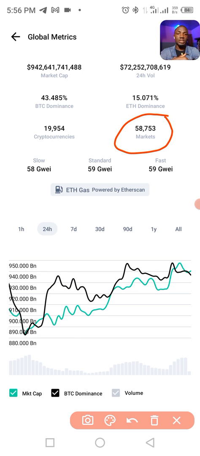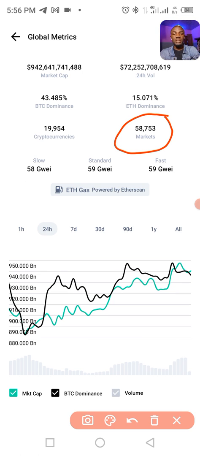If you look at it across all the exchanges we currently have, Binance, KuCoin, FTX, OKX, FTT, across all of those platforms, we have 58,753 markets. So that's exactly what the market is.